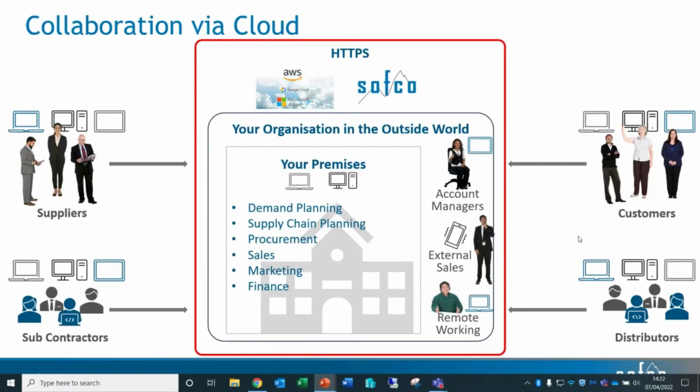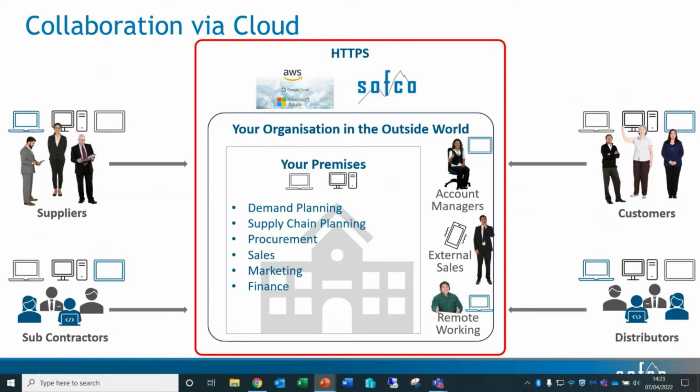So if I just go back to slides for a moment, obviously I'm working in a cloud application, and you have people who you collaborate with inside your world: account managers, external sales, people working remotely, people in different functions within the business. But equally, there are plenty of examples where organizations collaborate with outside customers, suppliers, subcontractors. So on the demand side, this could be sharing and agreeing forecasts.